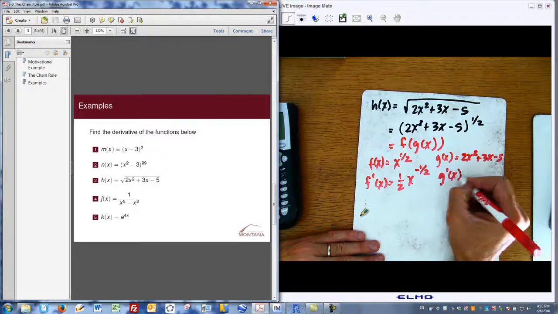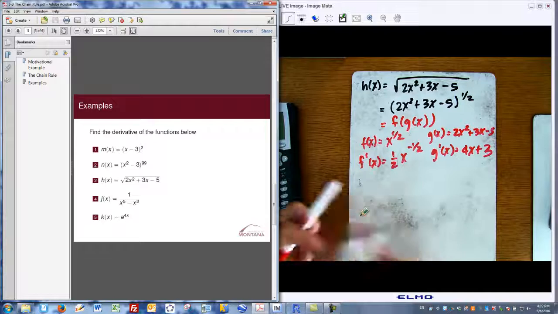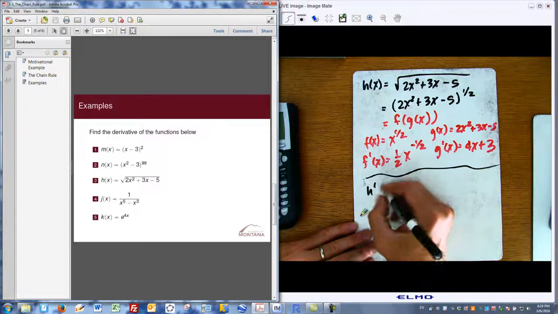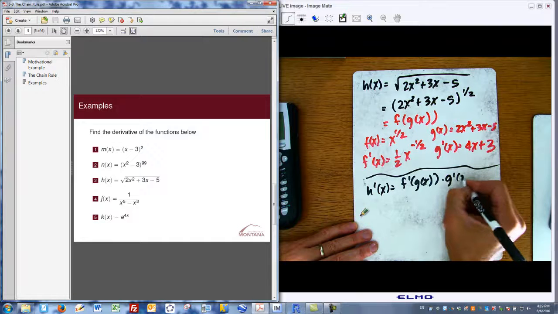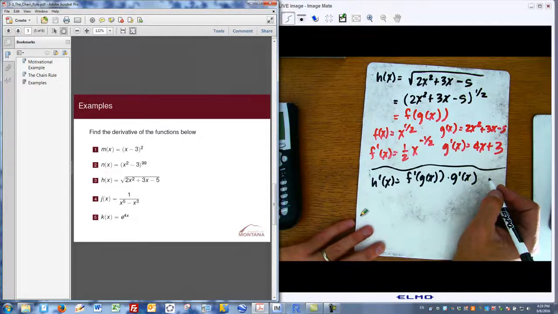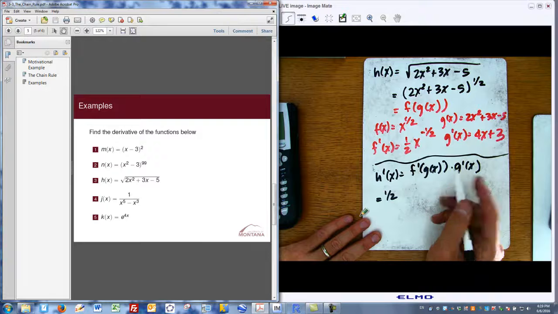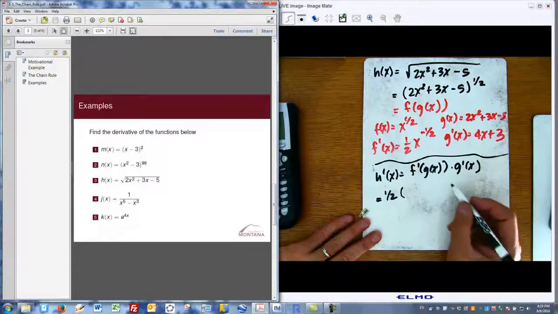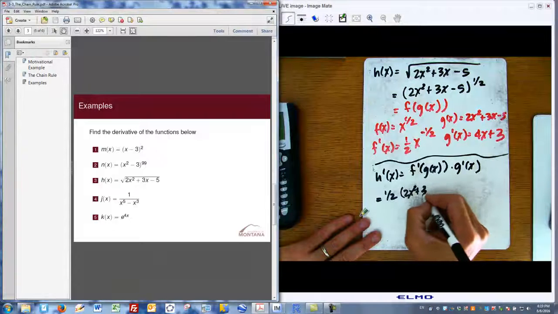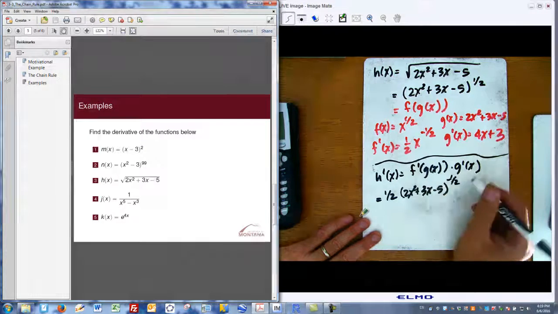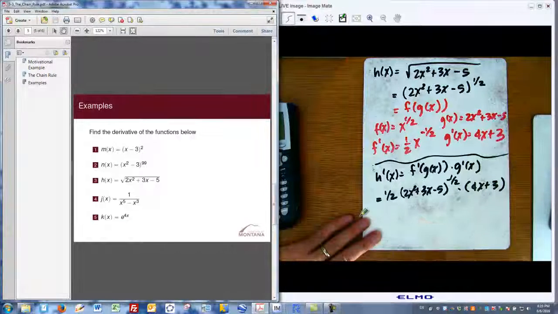So g prime of x is going to be 4x plus 3. We've got all our ingredients. Let's go after our derivative now. H prime of x is going to be the derivative of the outside times the derivative of the inside. Okay, so derivative of the outside is 1/2 x to the negative 1/2, but x is g of x, right? So 2x squared plus 3x minus 5 to the negative 1/2 times g prime of x, which is 4x plus 3. So this would be your derivative.